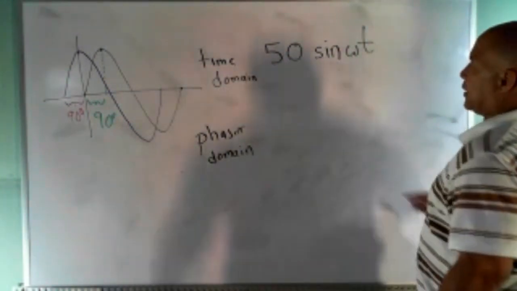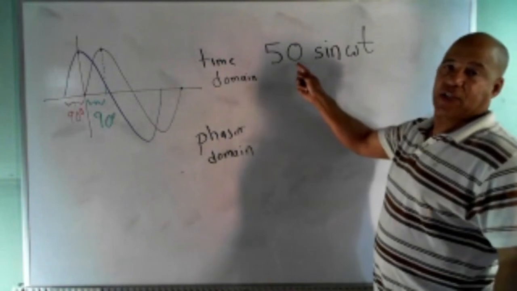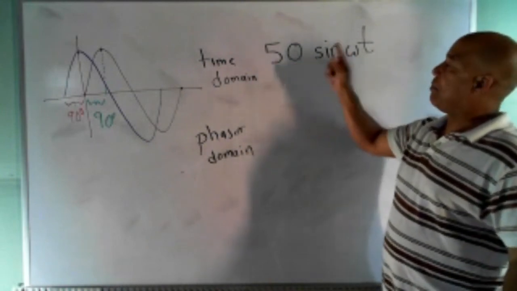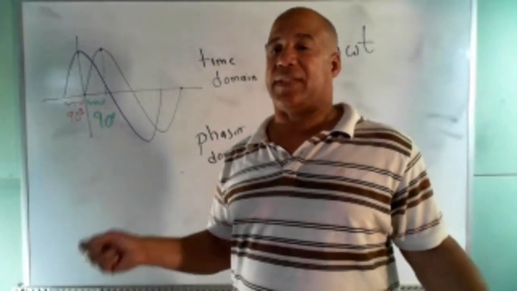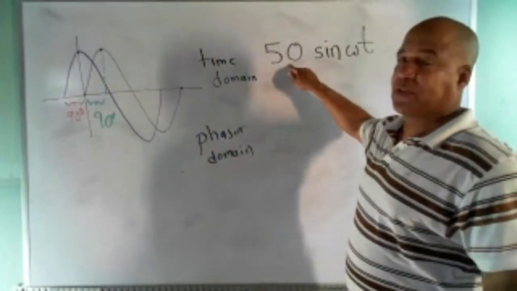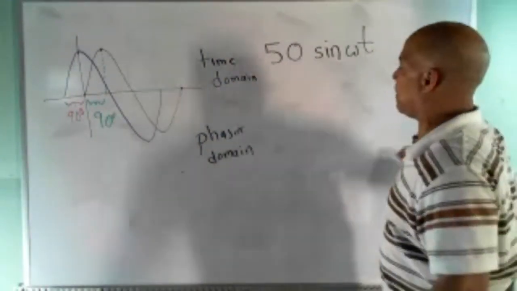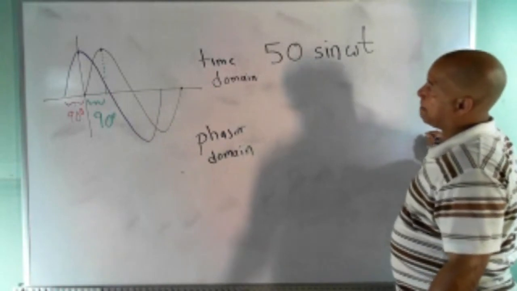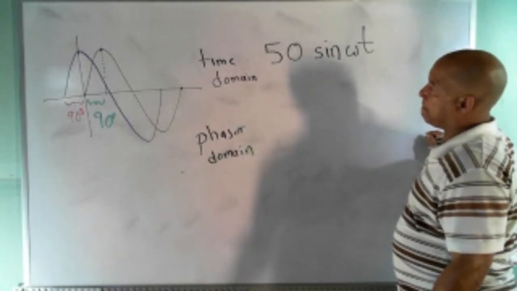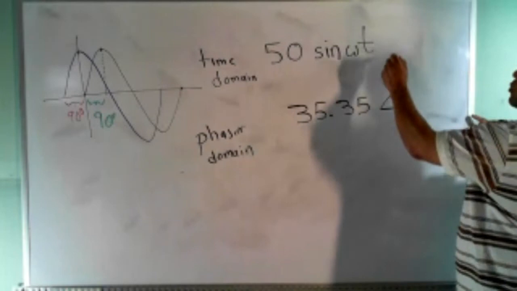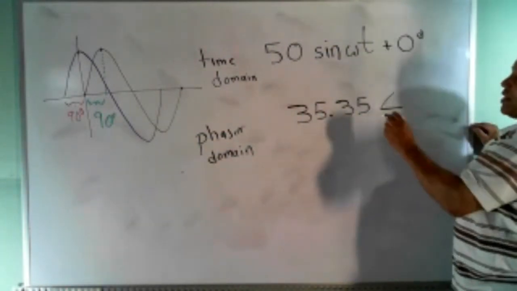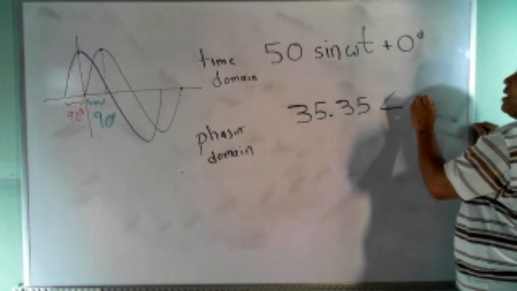To convert it to a phasor, now this is a peak value. What I got to do is get the RMS value. So how do I get RMS? I multiply by 0.707. If you guys take out a calculator, give me the RMS value of this. 0.707 times 50 is what? It's 35.35. And the angle, now I don't have anything here, so I can just write the phase angle is 0 degrees. So as a phasor, this would be 35.35 at 0 degrees.